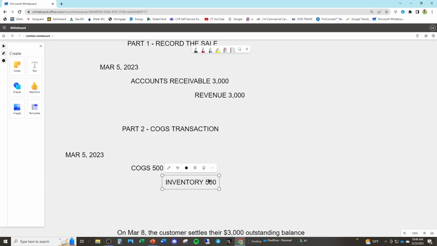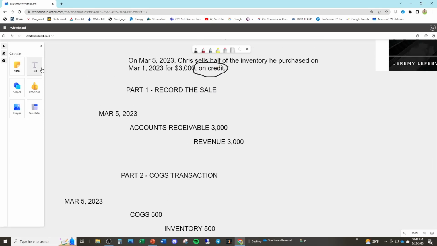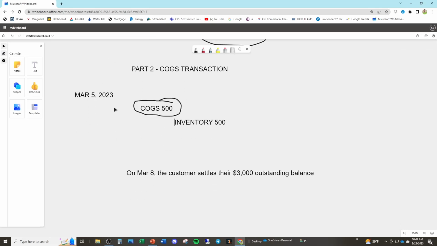So another trick question, well, not even a trick question, is what is our profit from this transaction? Well, we sold half the inventory for $3,000 of revenue, and the inventory cost us $500. 3,000 minus 500 is 2,500. That is our gross profit from this specific transaction. Now let's do the last entry for this problem, and then we'll close this out.